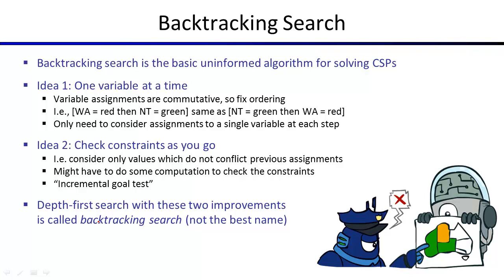This is called backtracking search. It's probably the algorithm you would have come up with if I told you we're going to run depth-first search. It's kind of the more natural way of running depth-first search. This can solve N queens problems with board sizes up to 25.